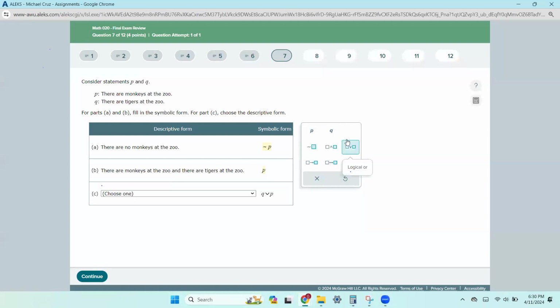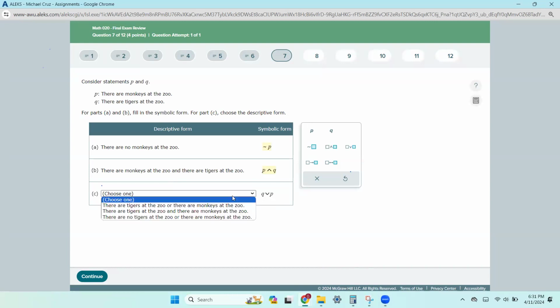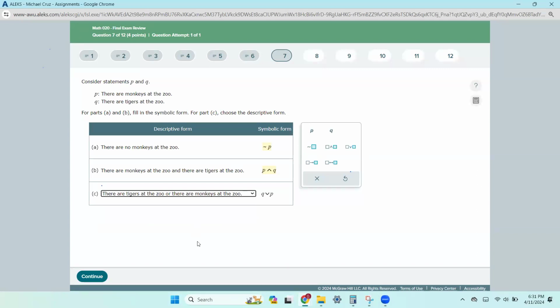There are monkeys at the zoo and tigers. So here's your monkeys, here's your tigers, both of them at the zoo. And then this one is the or, that's the disjunction. So that translates to or, just in opposite order. So we're looking for tigers or monkeys. I gotta freshen back up on my truth table.